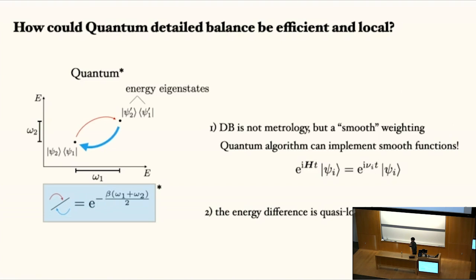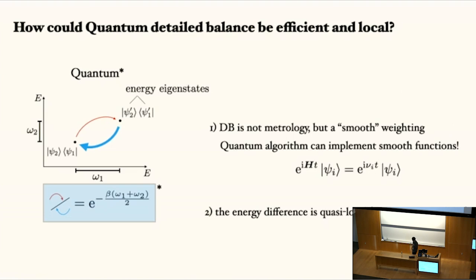So how do you get to implement this detailed balance? And the thing we found conceptually is that detailed balance is not about metrology. You never get to know the energy so well, but rather, what you want to do is to have a smooth reweighting of these different strengths. And what we do know is that quantum algorithms are very good at implementing smooth functions. And in this case, this exponential minus beta energy is precisely a smooth function, and the smoothness is beta. Okay. And you don't actually get to know the energy to a very high precision.